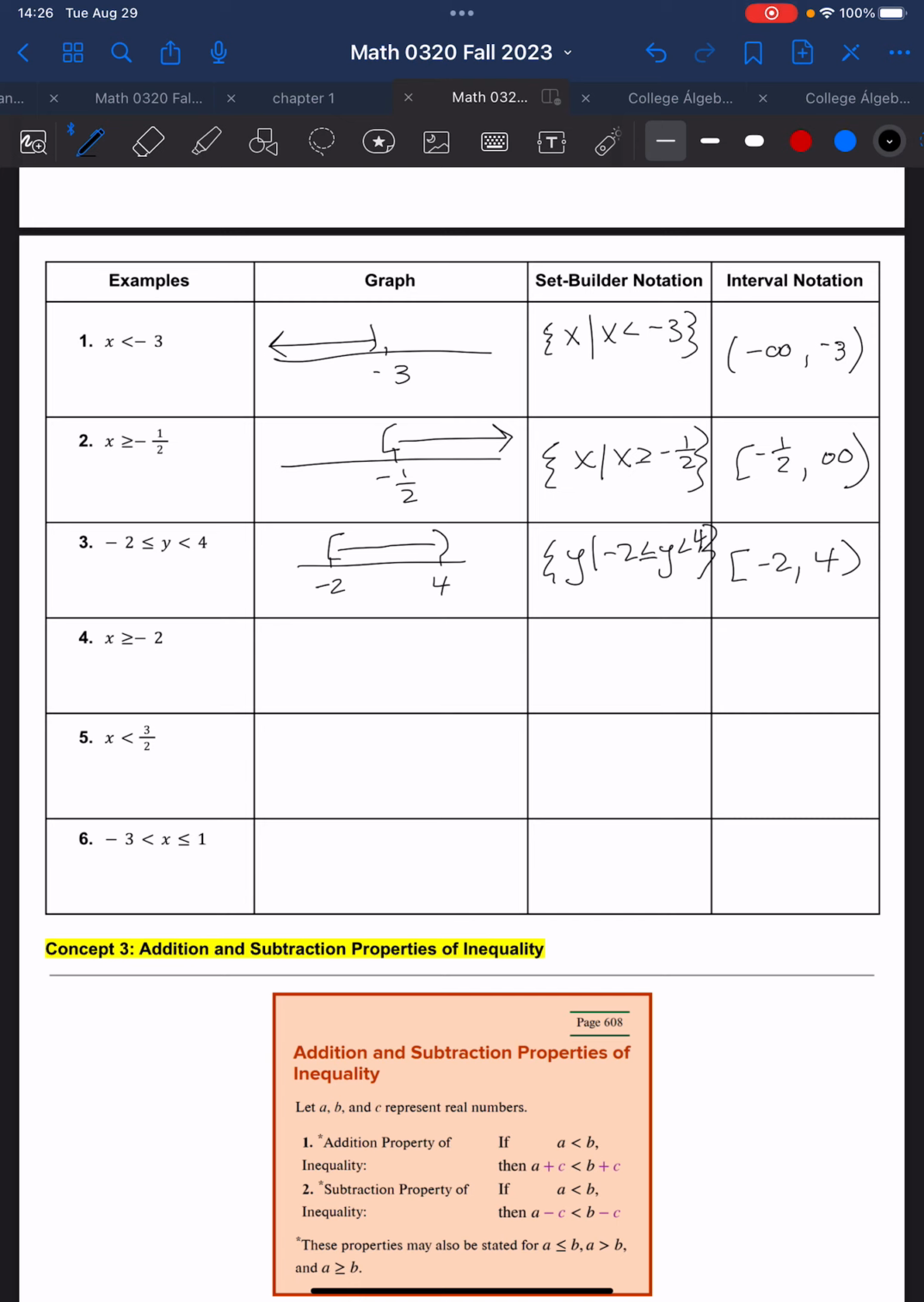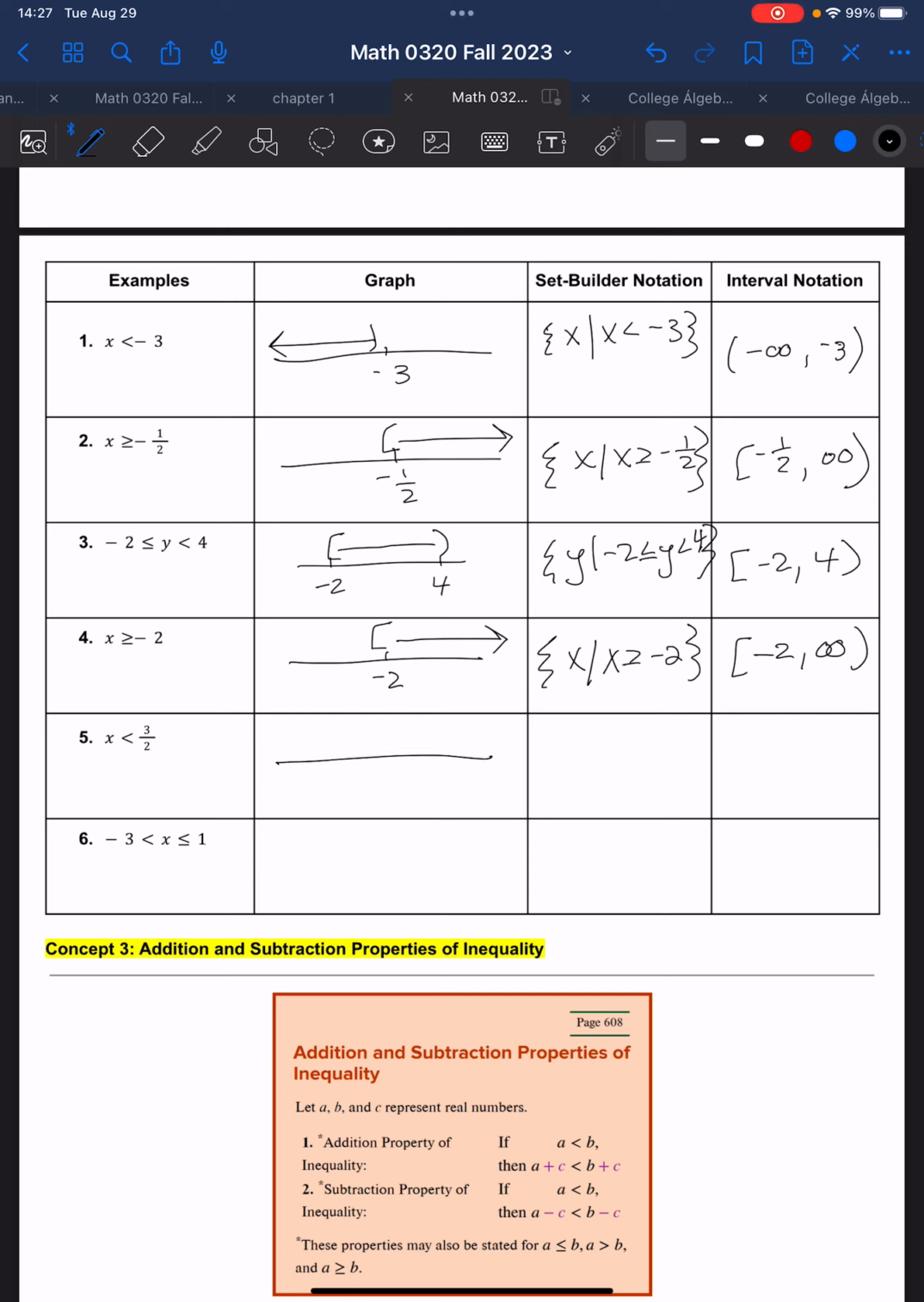Okay, let's look at number 4. We have x is greater than or equal to negative 2, so here's my negative 2, greater than or equal to means we go to the right with a bracket. So if I go into interval notation, I have -2 to infinity with a parenthesis. Set builder notation, I have curly bracket x such that x is greater than or equal to -2. Just rewriting my problem in there.